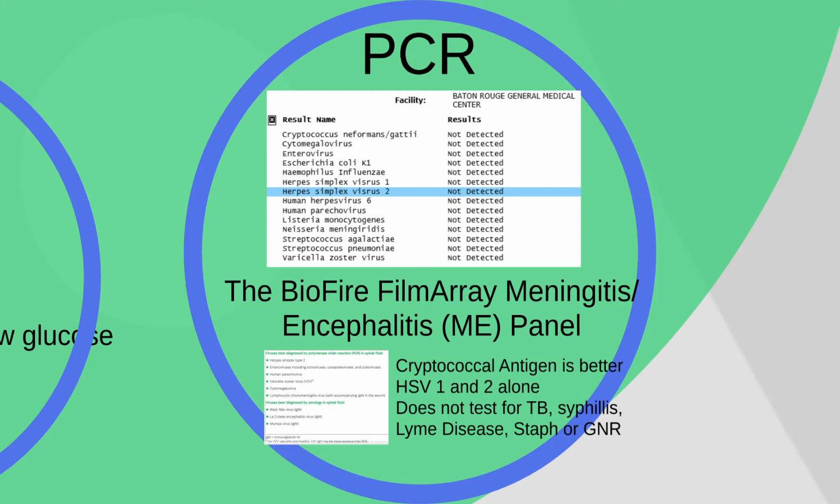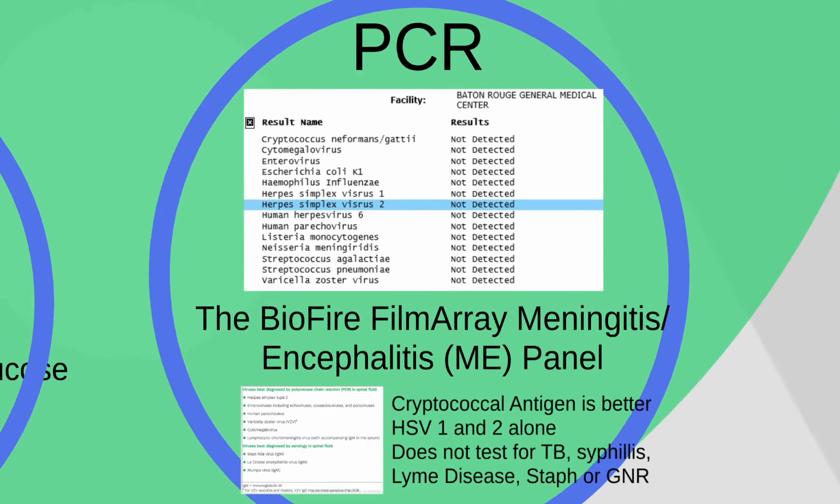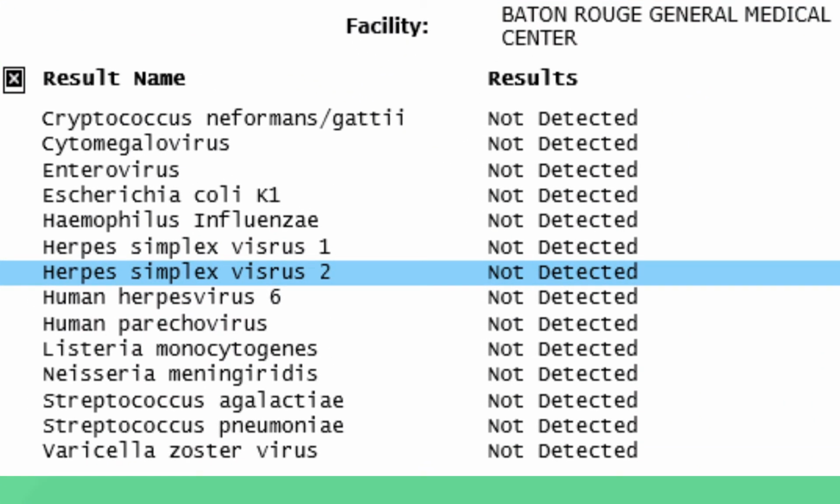and it's called the BioFire FilmArray Meningitis/Encephalitis Panel, which is what you get back when you order from the spinal fluid. And drilling down into that, we see that it tests for the most common both bacterial and viral pathogens that are seen.